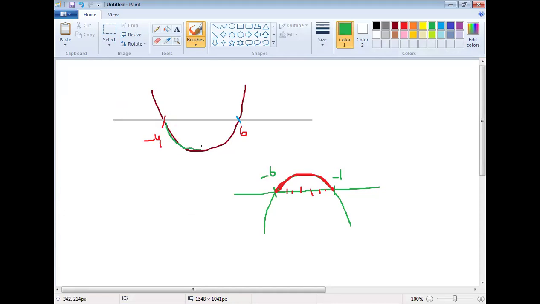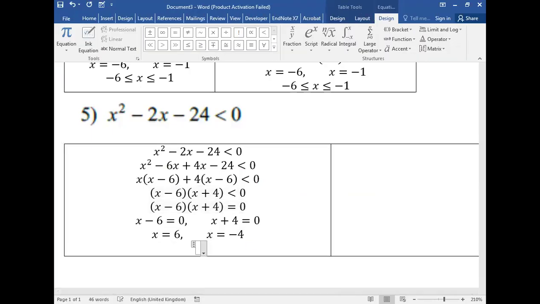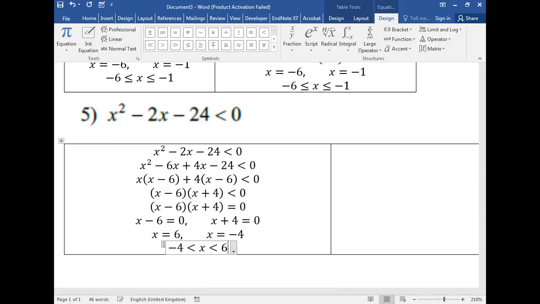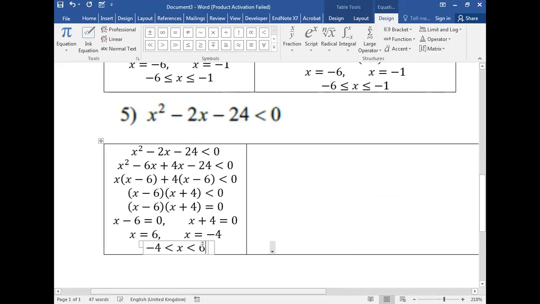So what values of x? Very good. Less than 6. So can I say in between minus 4 and 6? I'm not putting an equal to sign here because the question does not have an equal to sign. Again, this can also be done through quadratic formula. Critical values come from it.